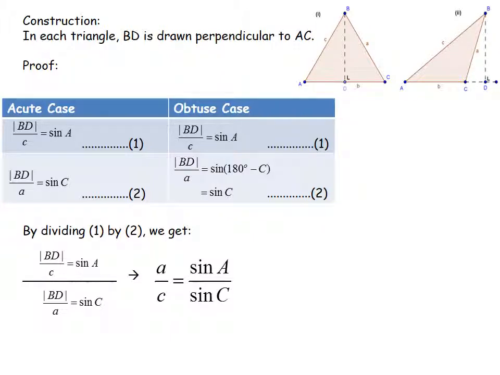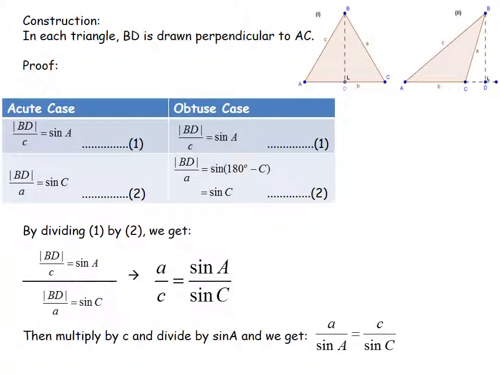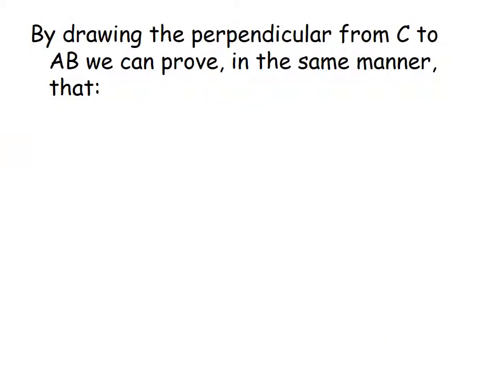And we end up with this ratio here. We simply then multiply by C, so that would eliminate the C on the bottom, and we would have C sine A over sine C. Again, you can check this longhand in your own time. And then if we divide by sine A, we end up with A over sine A equals C over sine C.